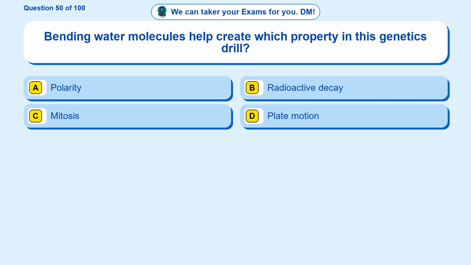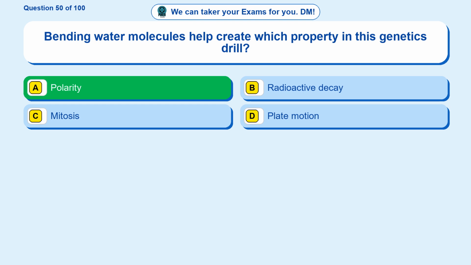Question 50. Bending water molecules help create which property in this genetics drill? Option A polarity. Option B radioactive decay. Option C mitosis. Option D plate motion. The correct answer is option A.